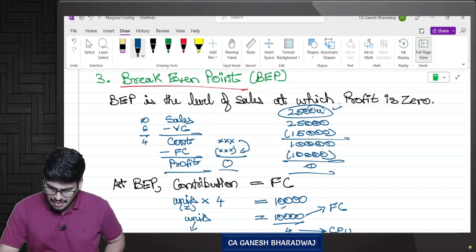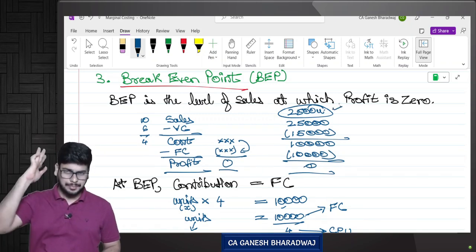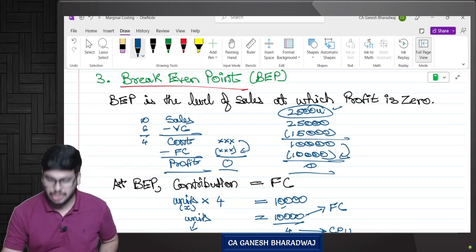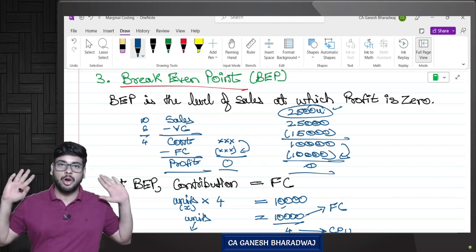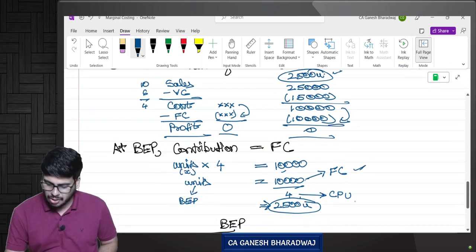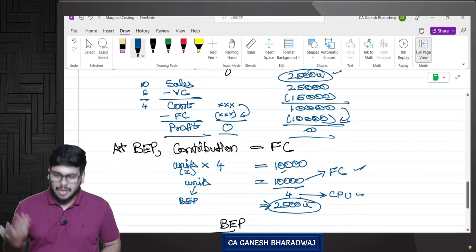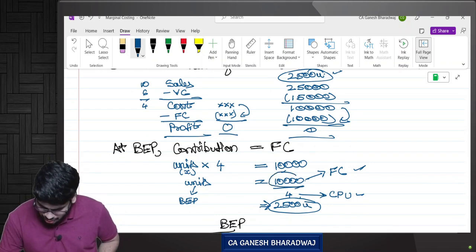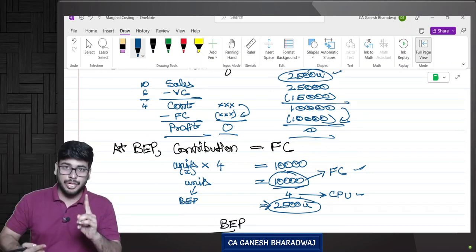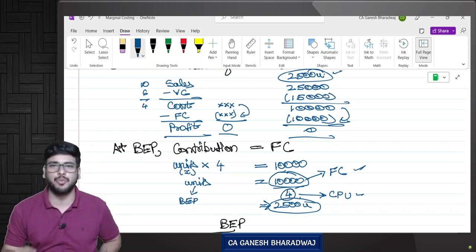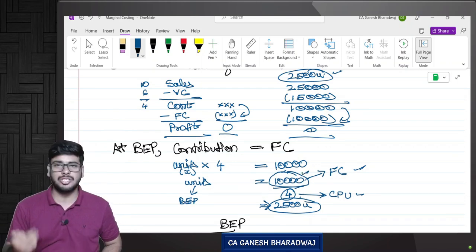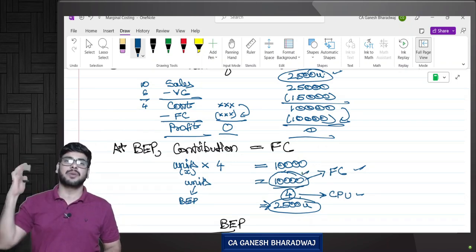So we can say that if you sell 2,500 units, your contribution exactly recovers your fixed cost and you end up in a no profit or no loss scenario. So to calculate this, it is nothing but fixed cost divided by contribution per unit. Why? Because we know that I need to earn a contribution of 10,000 that is equal to my fixed cost, and I know that every unit generates a contribution of 4 rupees. So how many units should I be selling to recover a contribution of 10,000 rupees? So exactly fixed cost divided by contribution per unit.